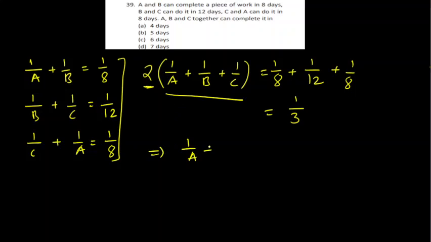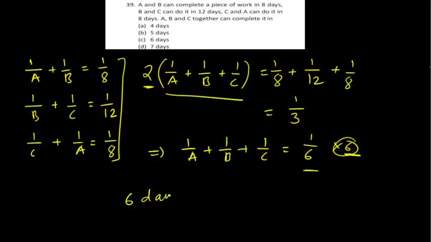So 1 over A plus 1 over B plus 1 over C will be equal to 1 over 6. This means that A, B and C can complete 1/6 of the work in one day. In order to complete the whole work, you need to get 1 here, so you need to multiply this with 6. So in 6 days they can complete the work. The answer will be 6 days. All right, so in this way you need to solve these problems.